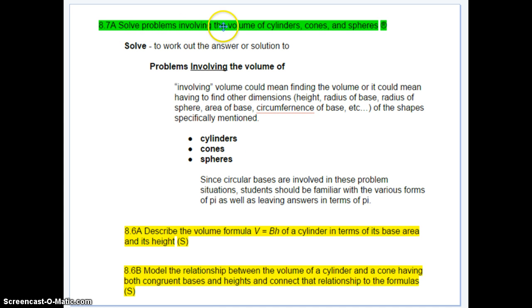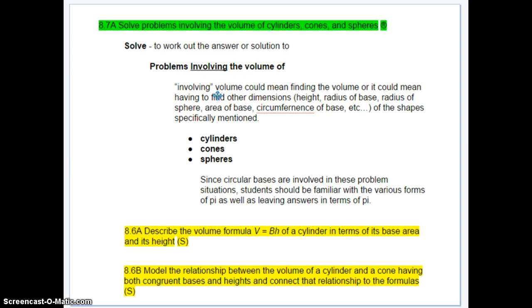8.7A, to solve problems involving the volume of cylinders, cones, and spheres. Now when we break that TEK down, solve means pretty much what you expect, to work out the answer or solution to. The next phrase makes us have to think about it just a little bit more. We're going to solve problems involving the volume of, and we'll pause there because I've underlined the word involving.